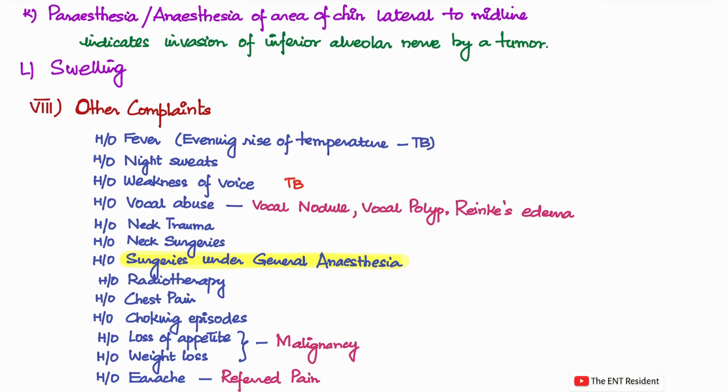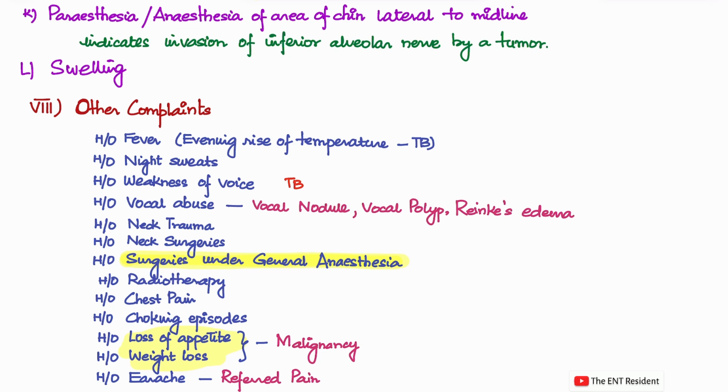Any history of radiotherapy, history of chest pain, choking episodes, weight loss, loss of appetite; these last two features will always point towards malignancy. Or is there any history of earache, where there's a referred pain in the ear? I have made a separate video on the causes of referred pain in the ear, where the causes can originate from. So this was all about the chief complaints and the history of present illness, the extensive list of all things you should be asking your patient.